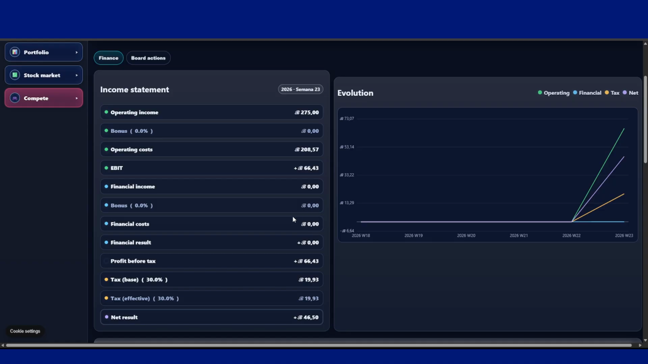Then, taxes are applied. In Boardmasters, all companies have a tax rate of 30%. After adding and subtracting all these items, we get the net result. The net result is the company's provisional final profit or loss.